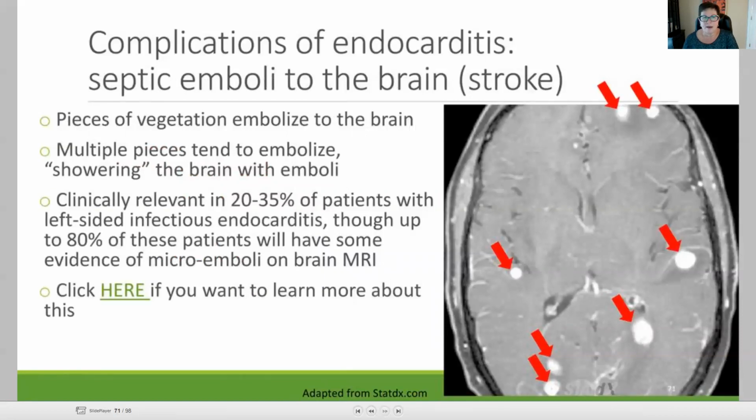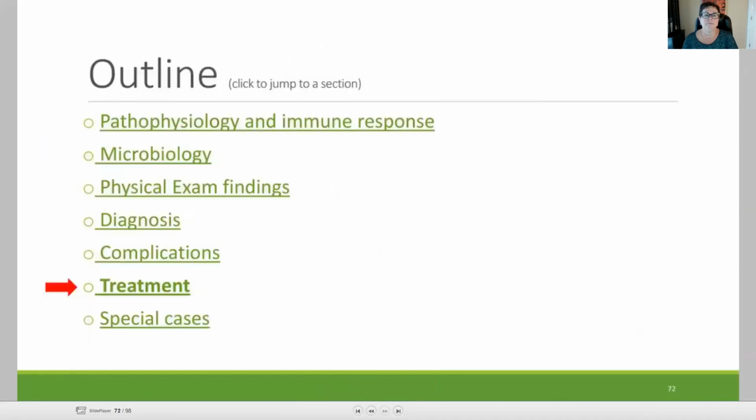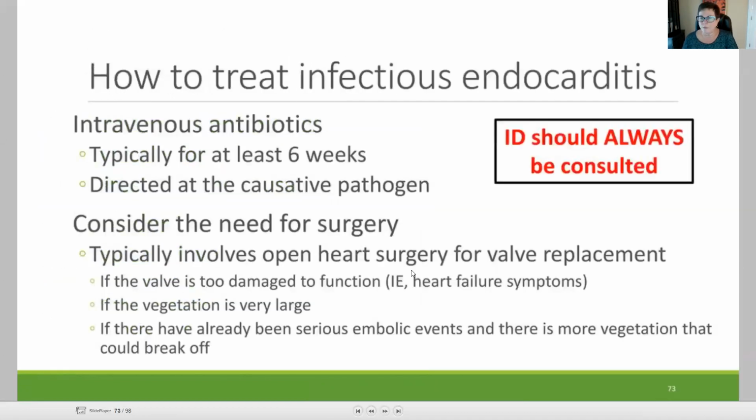You can also have septic emboli that lead to stroke. And so how do we manage these patients? And the big red bullet here says infectious disease should always be consulted. And they have proven to be an invaluable resource. My goodness, we utilize their expertise a lot.